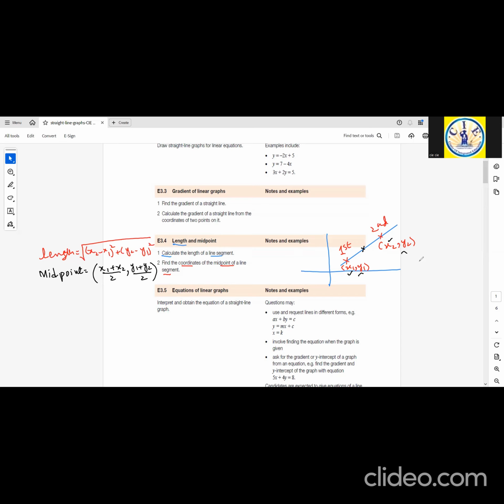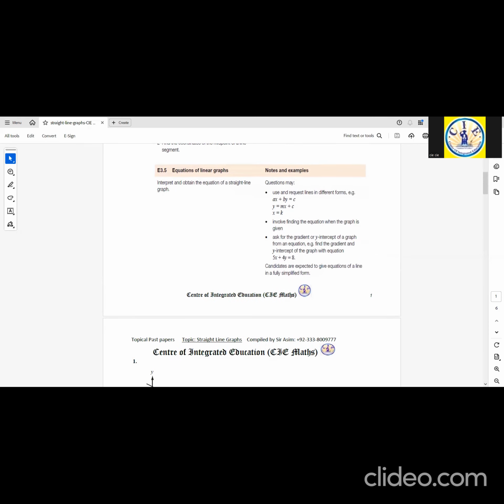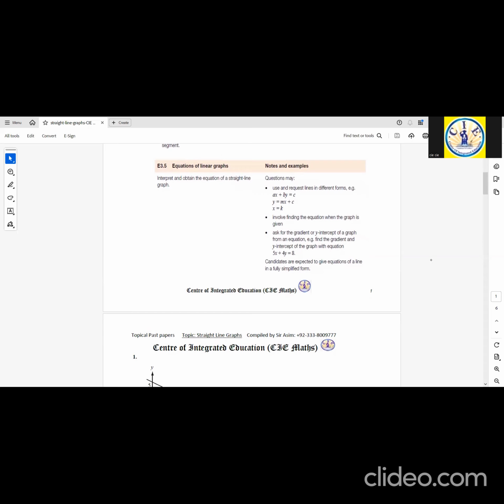Okay, then we have got equations of linear graphs. Interpret and obtain the equation of a straight line. Questions may use and request lines in different forms. For example, ax plus by is equal to c, as we have already seen, and this was the basic form. And then x is equal to k.